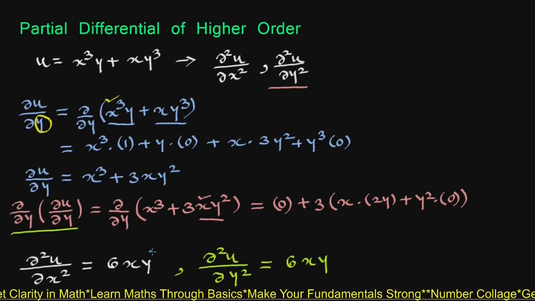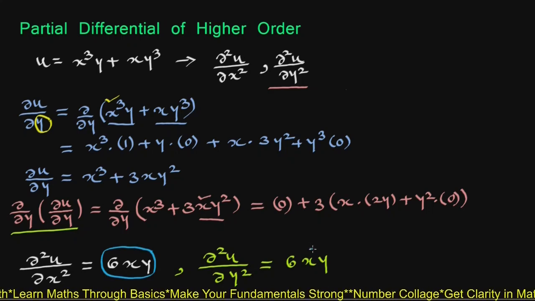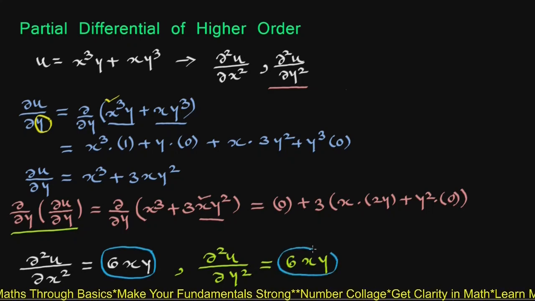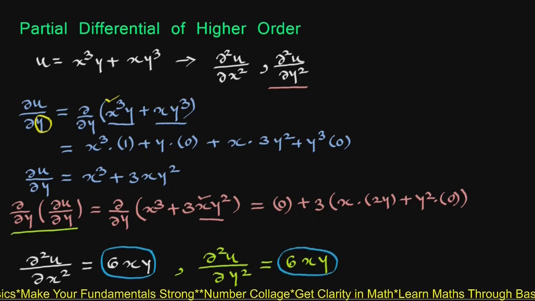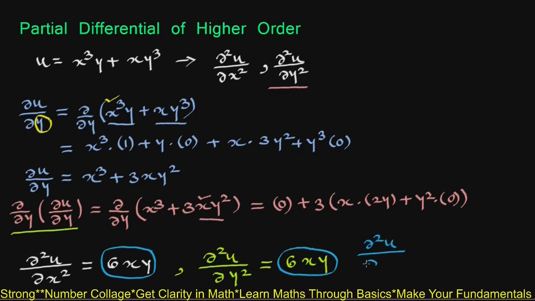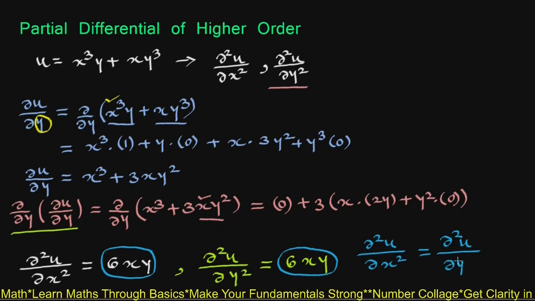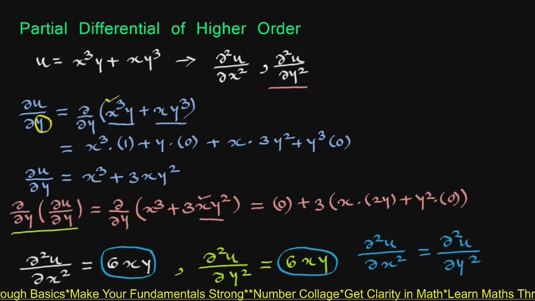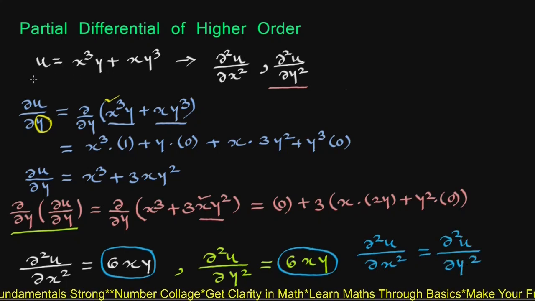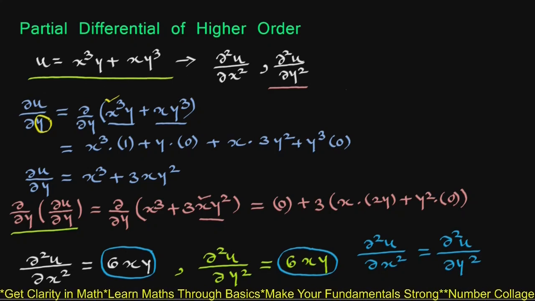Now since the right hand side in both these equations is same, 6xy, therefore we can write ∂²u/∂x² equals ∂²u/∂y². This generally happens when the functions are symmetrical like this.